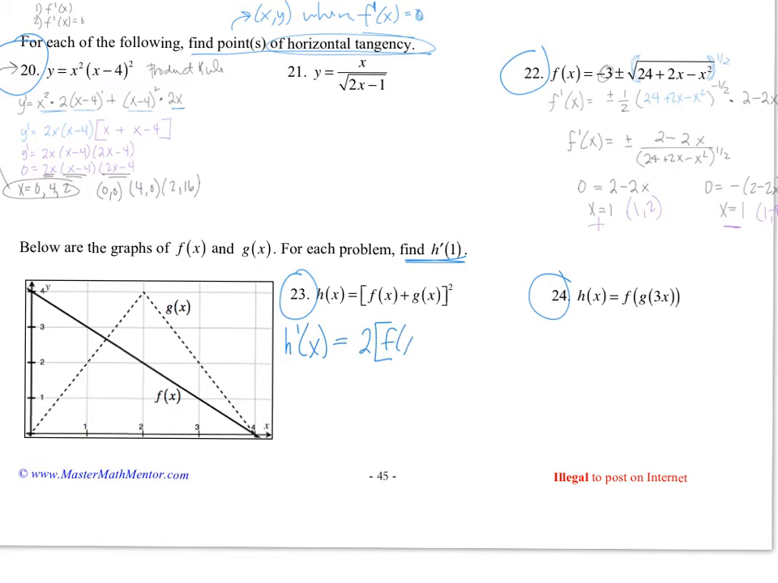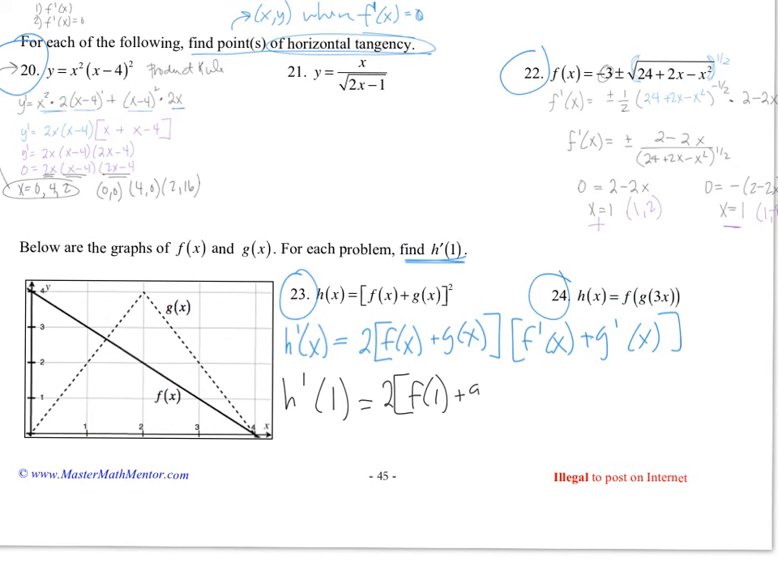This is d outer times d stuff, which is f prime of x plus g prime of x. Okay, d outer, d stuff. So our 2 came to the front, f of x plus g of x raised to the first power, multiplied by the derivative of what's inside, which is f prime of x plus g prime of x. Now we're going to do h prime of 1. So h prime of 1 is going to be 2 multiplied by f of 1 plus g of 1, multiplied by f prime of 1 plus g prime of 1.